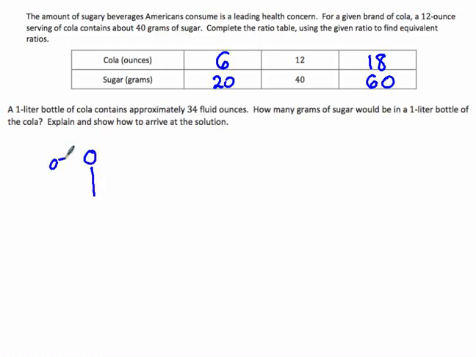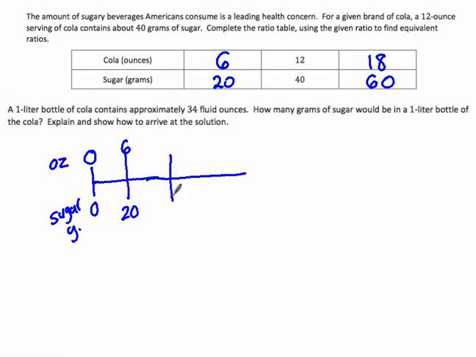I'm going to put my ounces up here, my sugar down here. Okay, 0 ounces has 0 grams of sugar. In 6 ounces, we have 20 grams of sugar. And we're going to keep moving forward in our number line. I'm going to try and make the intervals pretty standard: 12, 40, 18, 60, and the question asks us about 34, so I want to keep going with my number line so that I can get to 34 ounces.